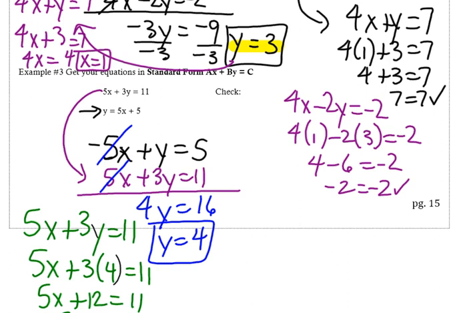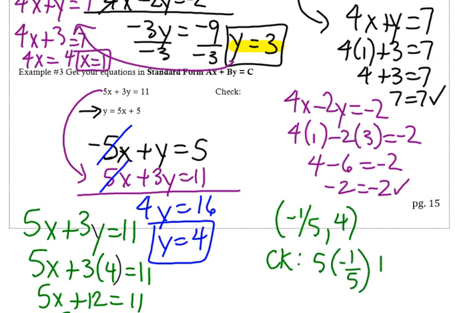Okay, well, let's see if that checks. So I have a point, negative 1/5 and 4. We'll check that. 5 times negative 1/5, that will work out nicely because that will cancel. This winds up negative 1 plus 12. So that checks.